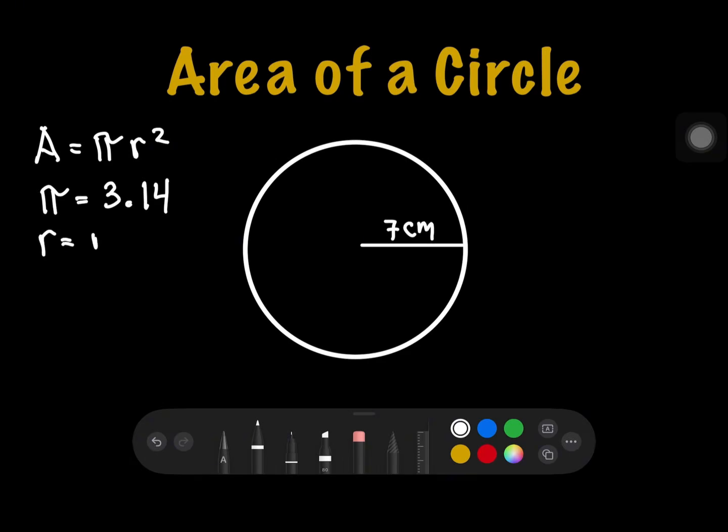while r stands for radius, and the value of r in our given example is 7. So r is equal to 7 cm.